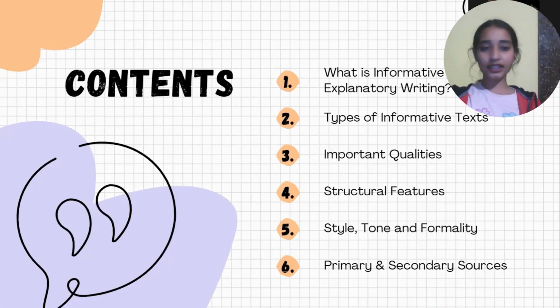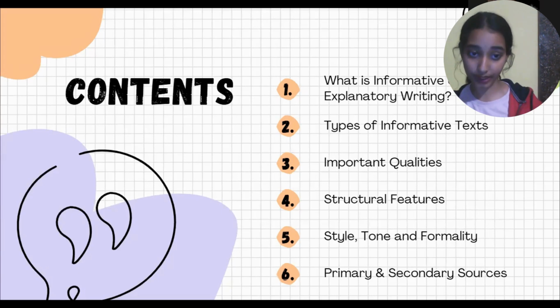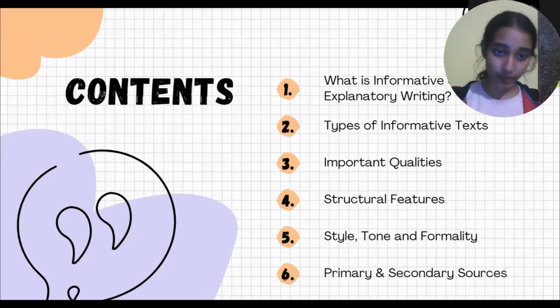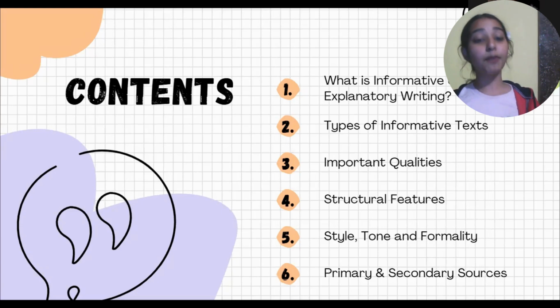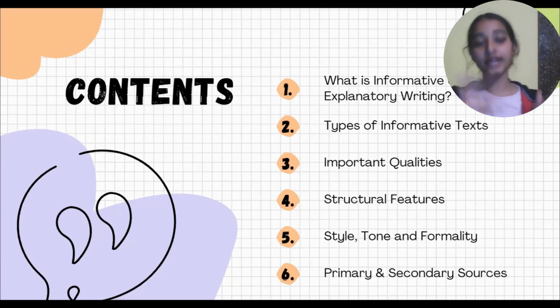Next, let's learn the contents. So what you're going to learn is, firstly, you're going to know the definition, what is informatory and what is explanatory. These are both the same things, but just have different names. The second thing is the types of texts, the important qualities, the structural features, the tone, formality, style, and the primary and secondary sources. So let's begin with the definition.